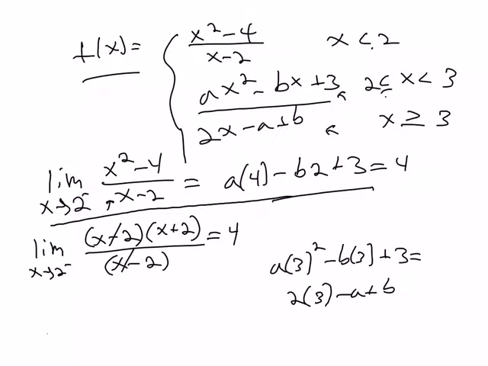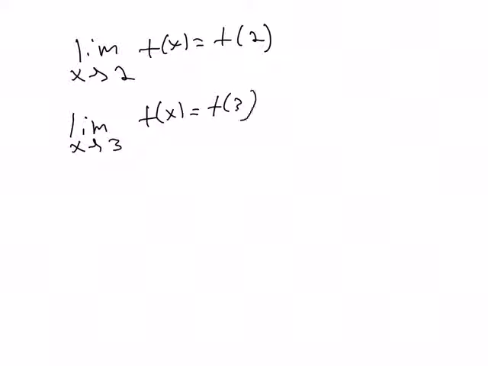Yes, as x goes to 2, the limit of f of x is equal to f of 2. This is problem 42. We get this because we solved for a and b to make sure that happens, and we also get that the limit as x goes to 3 of f of x is equal to f of 3. That was an interesting problem.